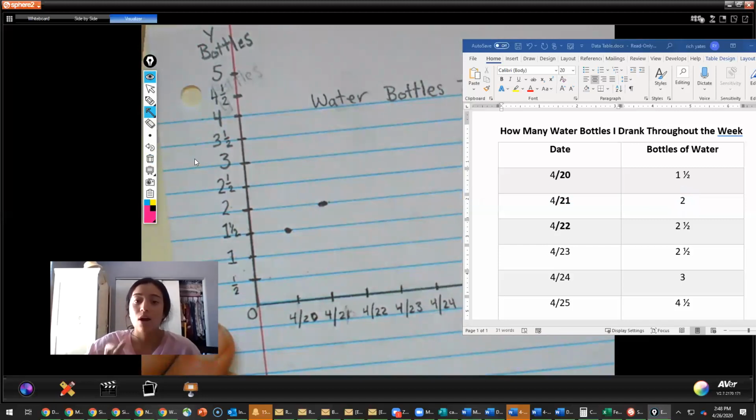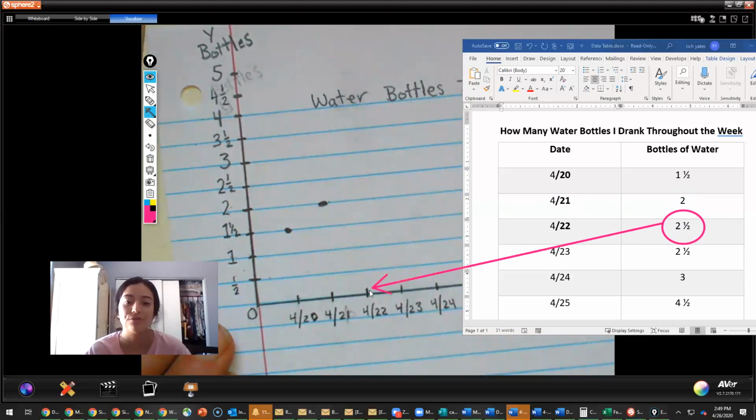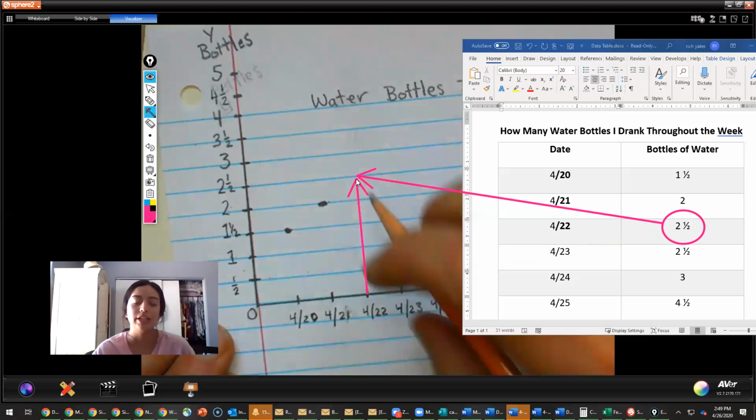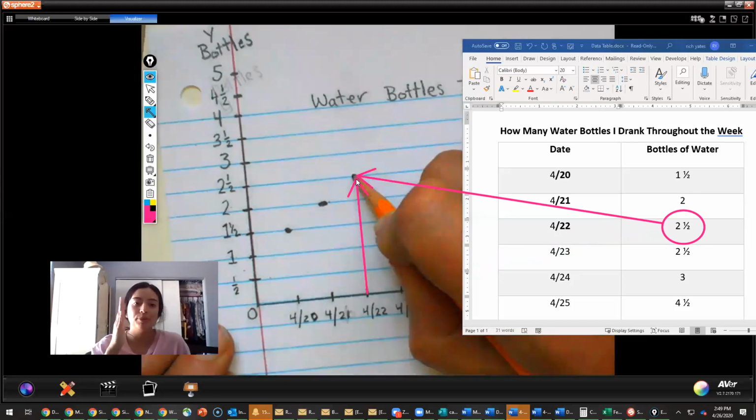So then, now we got our date of 4/21 done. Now we're going to move on to the date of 4/22. So I drank 2.5 water bottles on this day. So then we want to find our 4/22 on our graph that we made, and find 2.5 on our y-axis, which is the number of water bottles that I drank. And we are going to go ahead and plot a dot right there. Remember, just like Mr. Yates is doing, go straight up and match it, just like kind of like this.